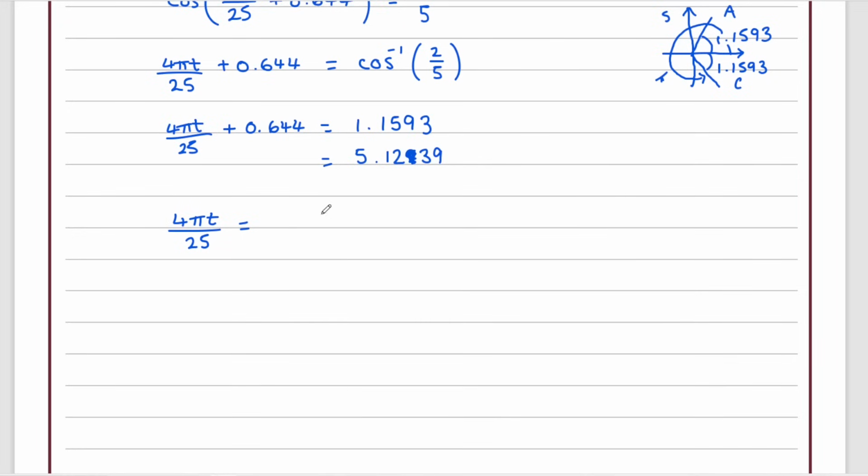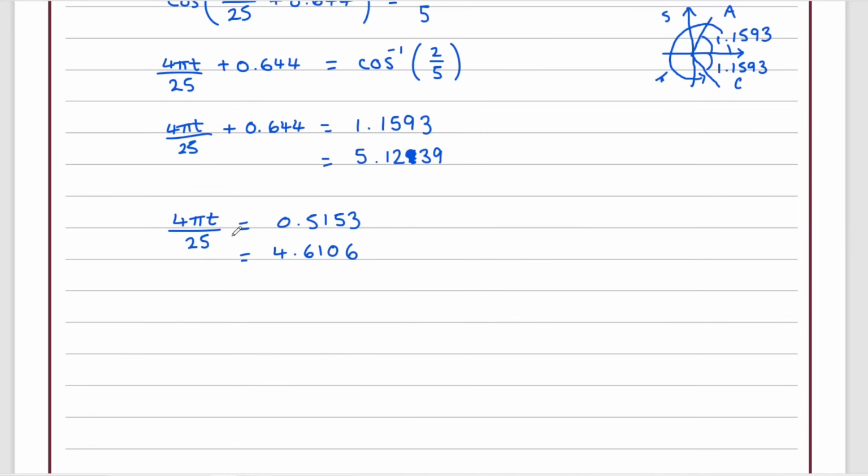What that gives me then is 0.5153. So that's this one here. We now do the same with 5.1239, and that gives me 4.6106. Okay. What I need to do now is times by 25 and divide by 4 pi.